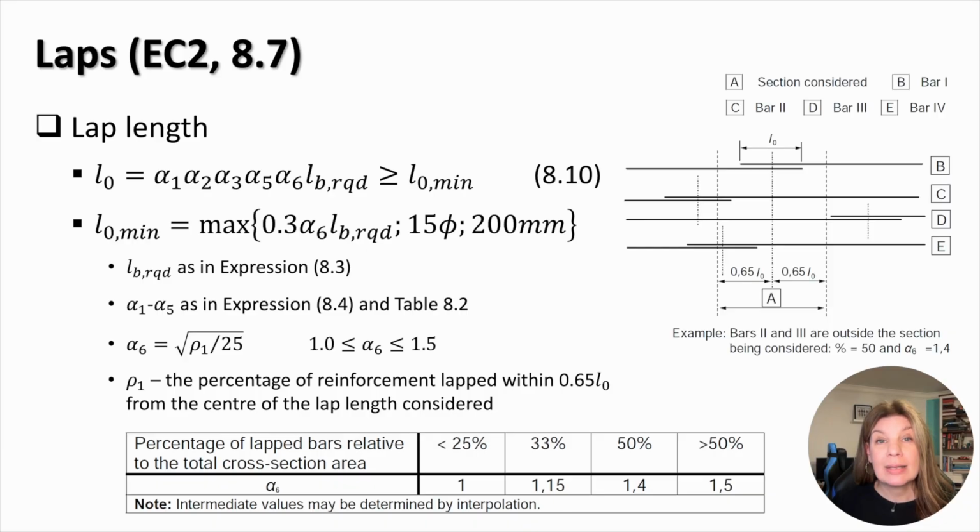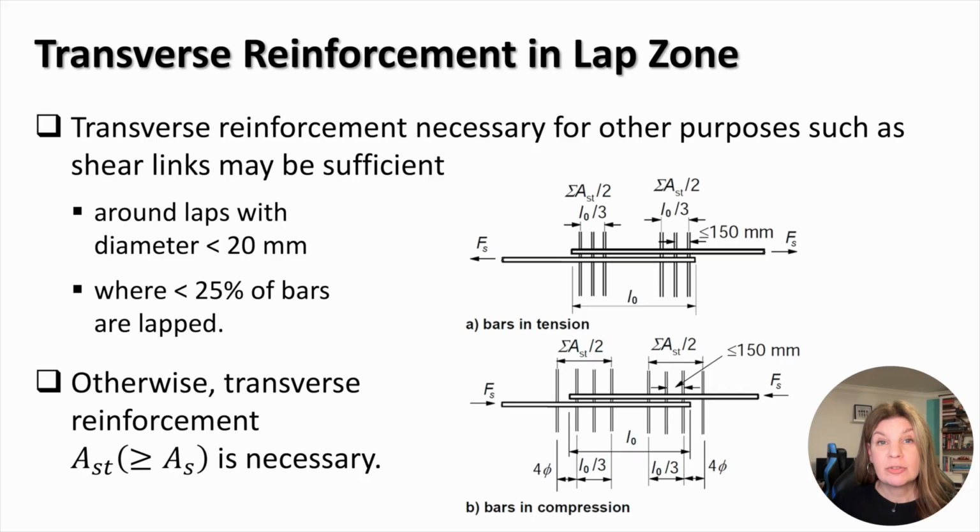The minimum lap length is evaluated as the maximum value between 0.3 times alpha 6 times the basic anchorage length, 15 bar diameters, and 200 millimeters. Transverse reinforcement is required in the lap zone to resist transverse tension forces. Where the diameter of the lapped bars is less than 20 millimeters, or the percentage of lapped bars in any section is less than 25%, then any transverse reinforcement or links necessary for other reasons may be assumed sufficient for the transverse tensile forces without further justification.